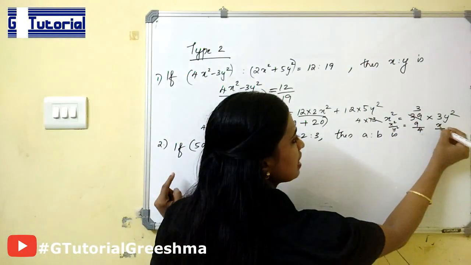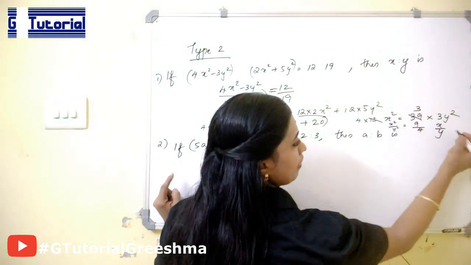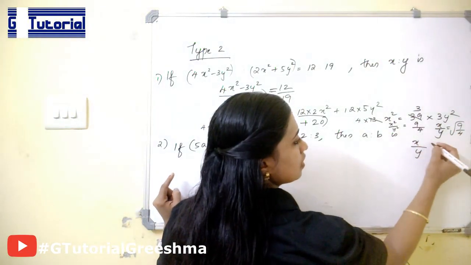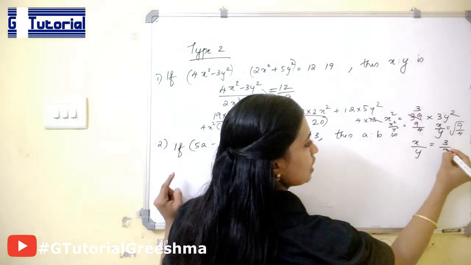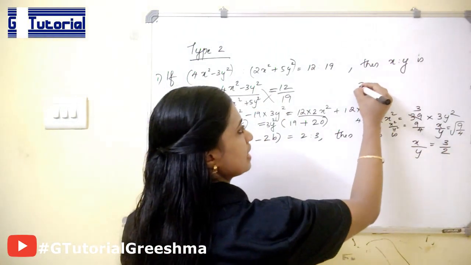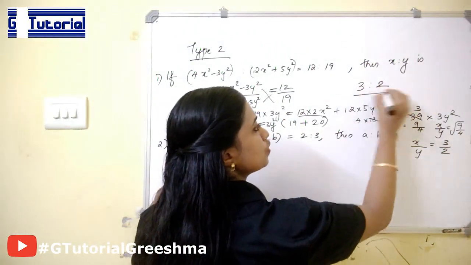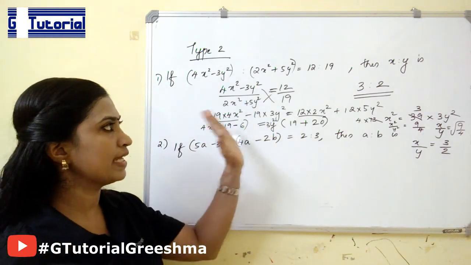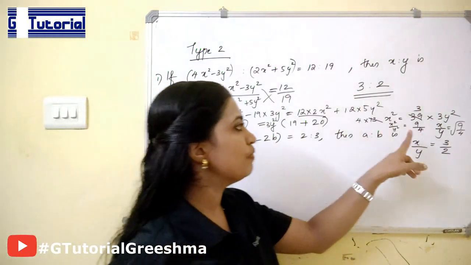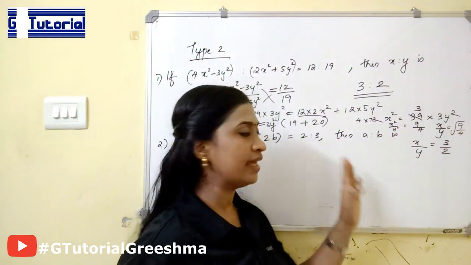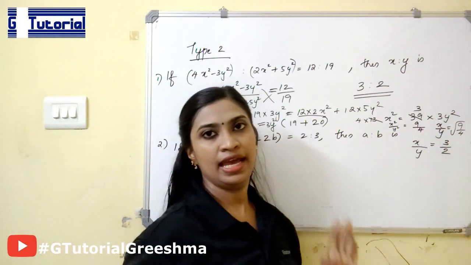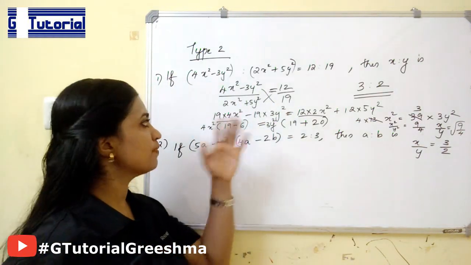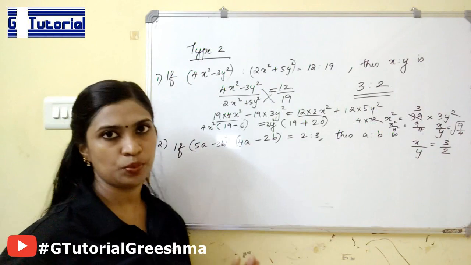For x by y, it is the square root of 9 by 4, which is the square root of 9 is 3 and the square root of 4 is 2. So the required answer is 3 is to 2, the required ratio. So just cross multiplying and solving, you will be getting x square by y square, and taking the square root of that you will get the answer. You can multiply and solve, but it takes more time, so I am doing it in the easiest way.